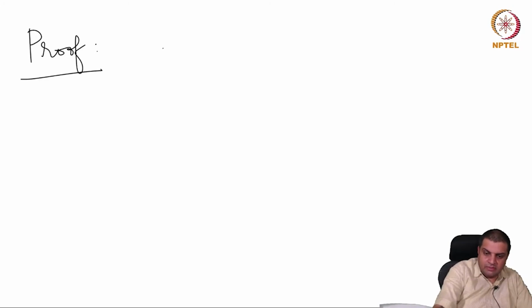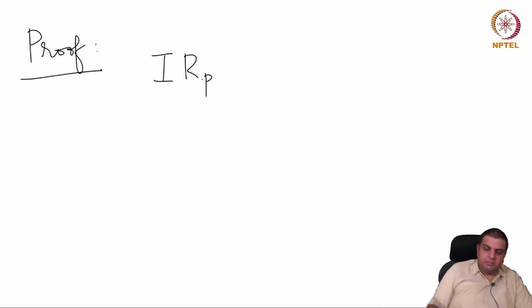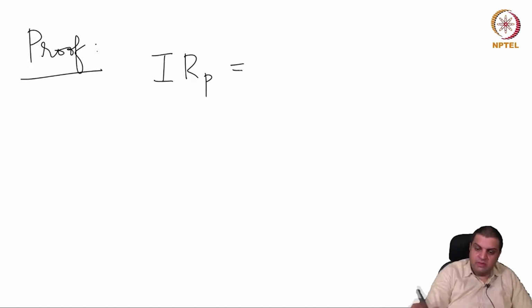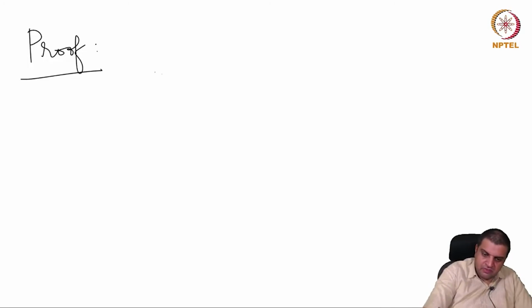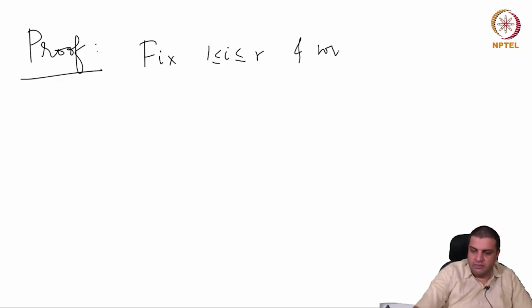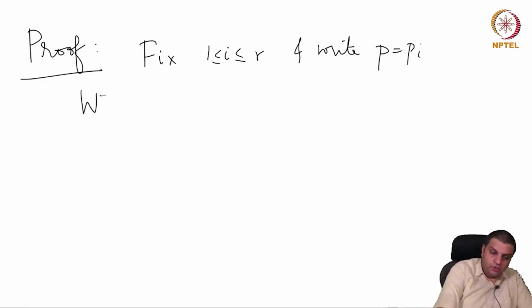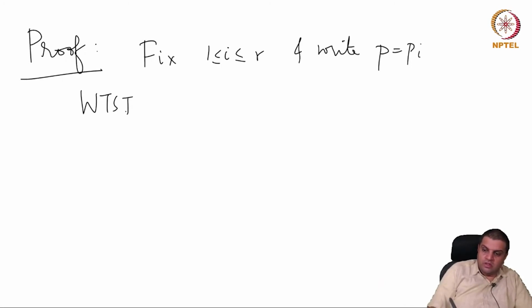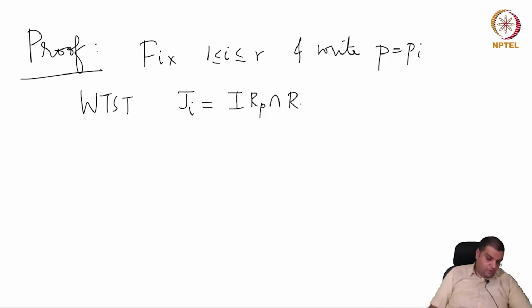So let's look at this. Let's extend I to R localized at P. Now let's fix some index i in this range where it corresponds to a minimal prime, and write P for Pi. So we want to show that Ji is I R localized at P, contracted back to R. That's what we want to show.